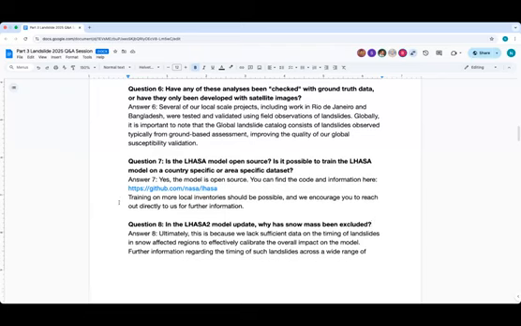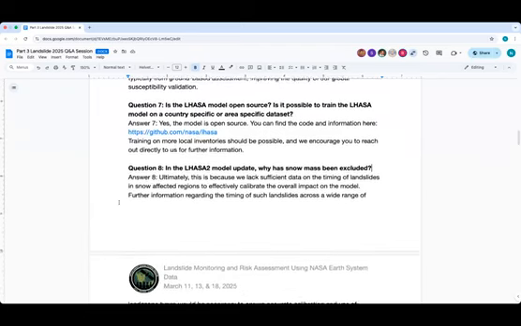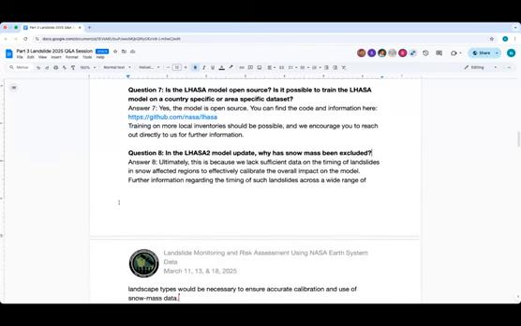Okay, wonderful. Question number 7. Is the LASA model open source? Is it possible to train the LASA model on a country-specific or area-specific data set?